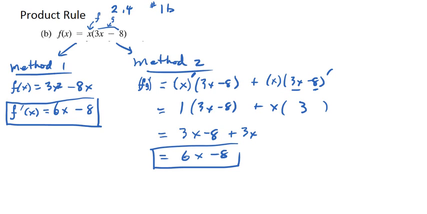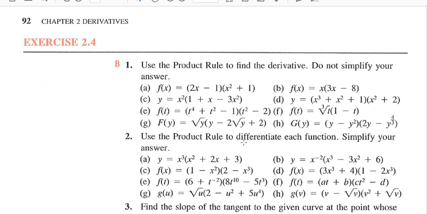Okay? Now I know what you're saying. Method 1 is so easy. Why do I do method 2? Well, because this is easy to expand, and it comes out to a nice, neat little polynomial. But as you'll see, let's do another question, and it's not going to be so easy.